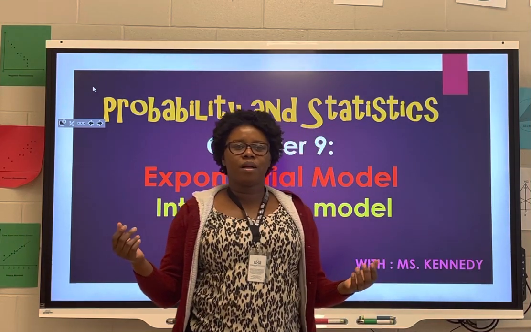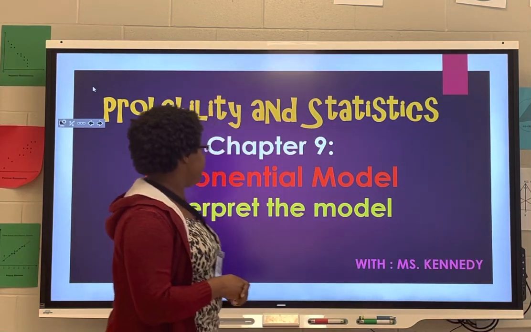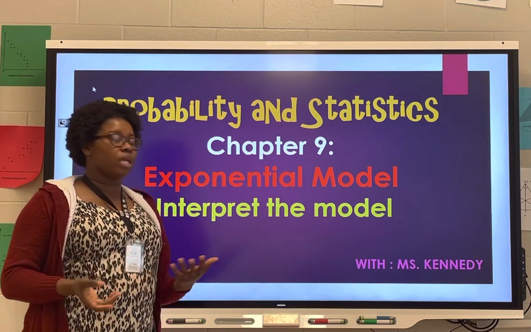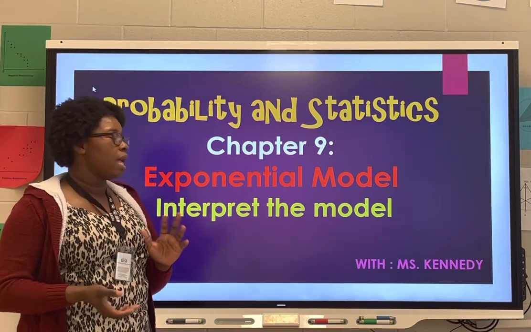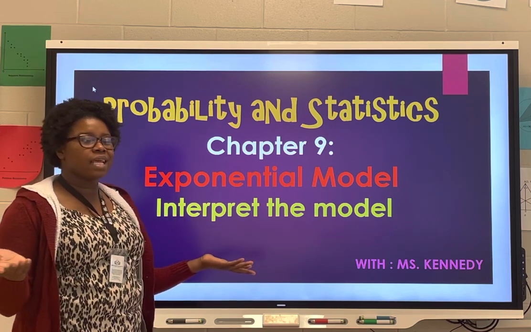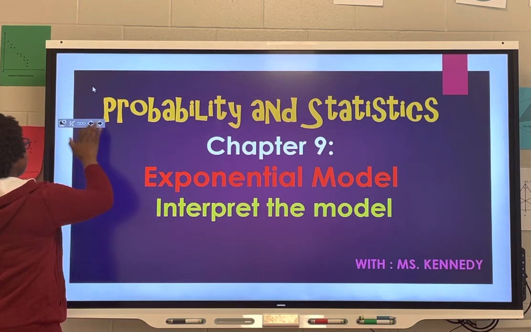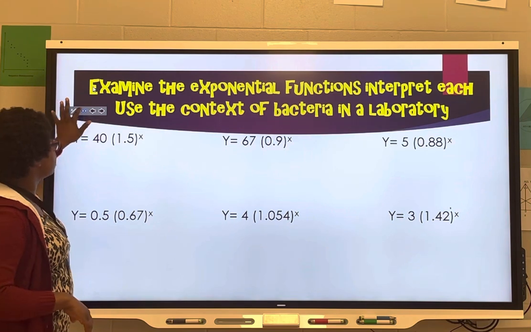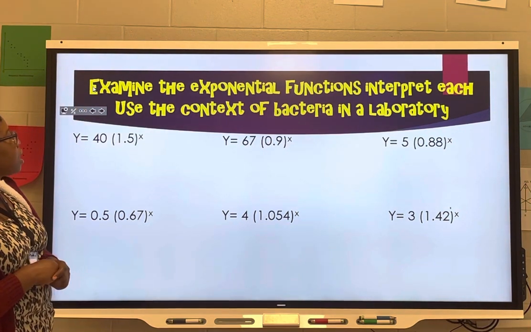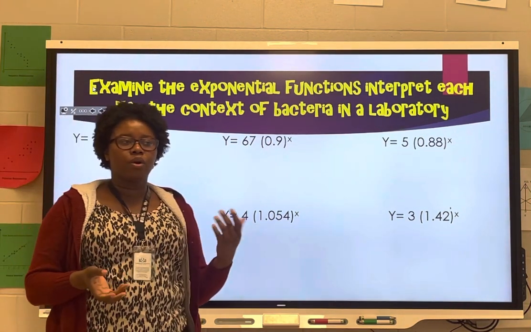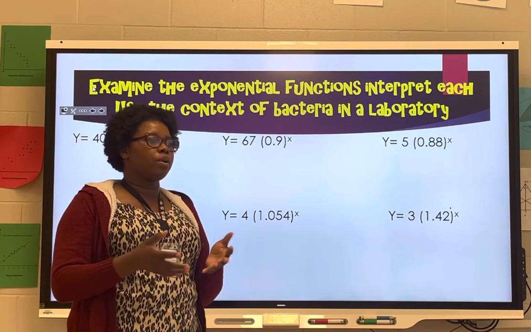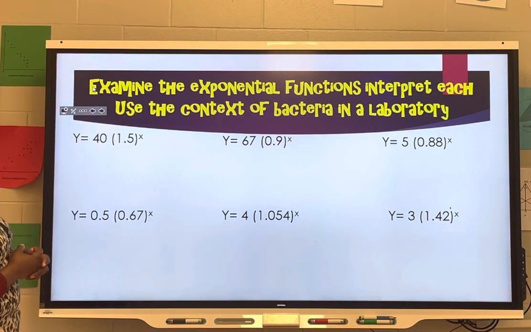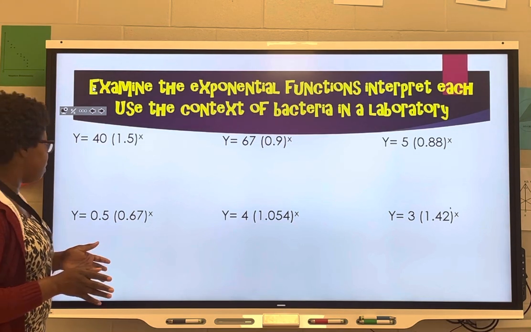Hey guys, welcome back. For this video, I'm going to explain to you how to interpret your linear model and how to make sense of the data you're presented with. So here we have some functions and it's asking us to use the concept of bacteria growth in a lab as our background information. Alright, so we know a few things about this.